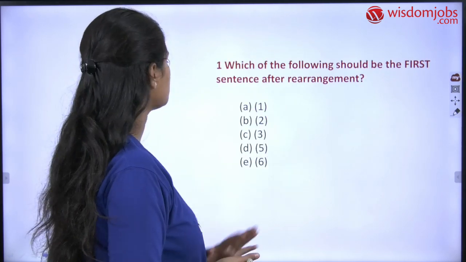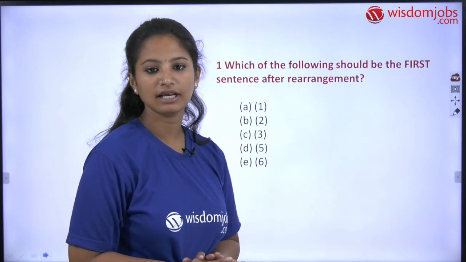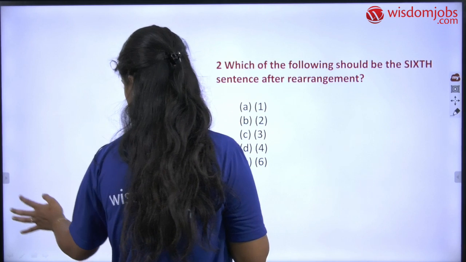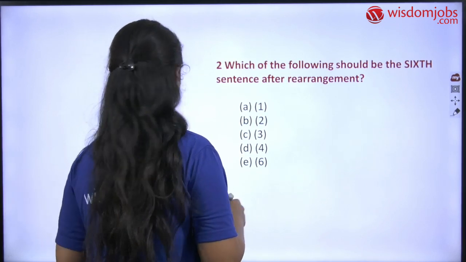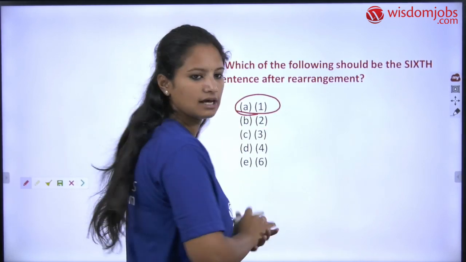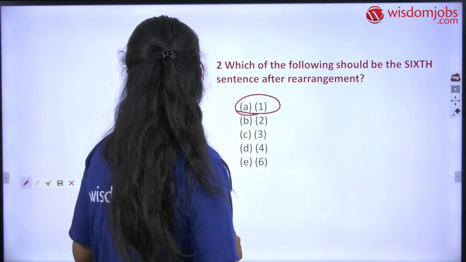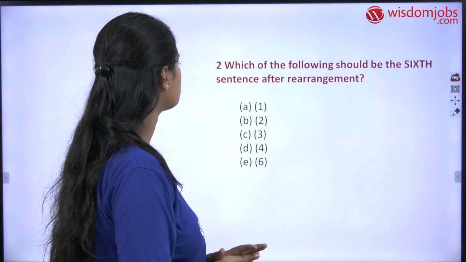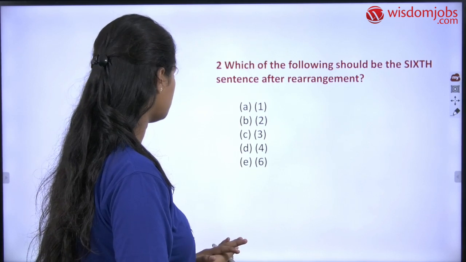Which of the following should be the first sentence after rearrangement? As we have found out, A is the option. A is the first option. Now let us go to the second one. Which of the following should be the sixth sentence after rearrangement?